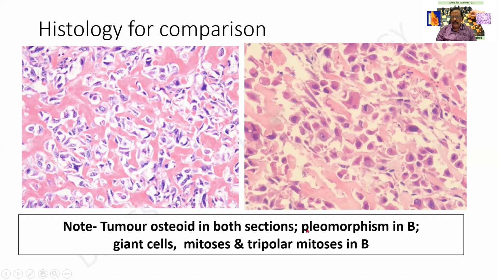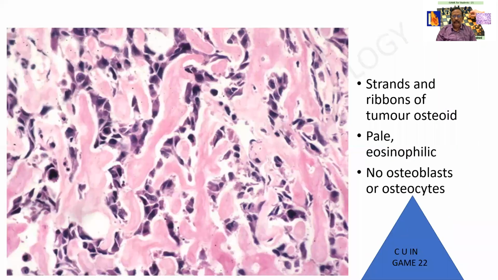Tumor osteoid is seen in both the sections. Pleomorphism is more prominent in this. And there is also a tripolar mitosis. Giant cells are also seen. So these are all some of the giant cells which we are seeing. They can be multinucleated as well. Again, a superb picture of it.